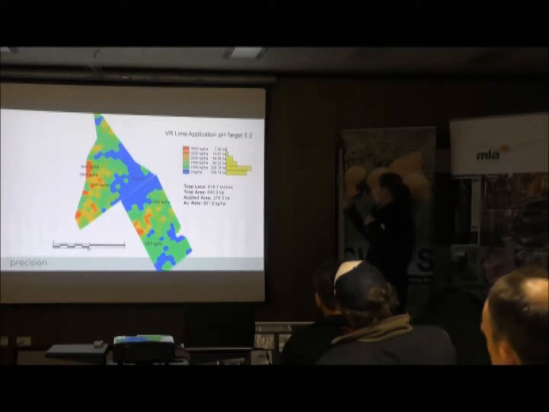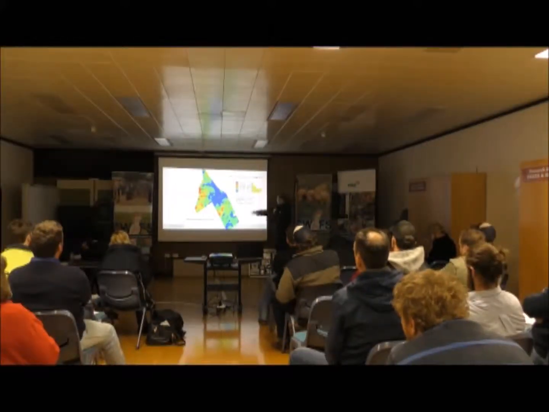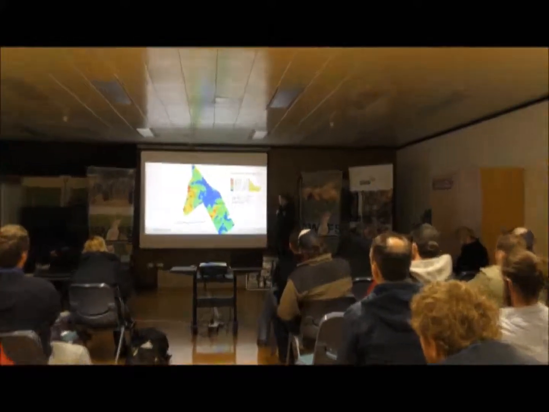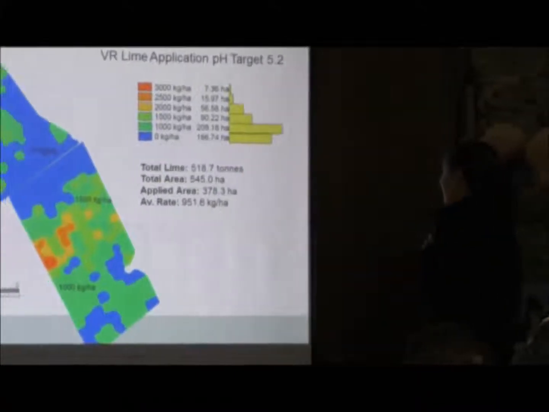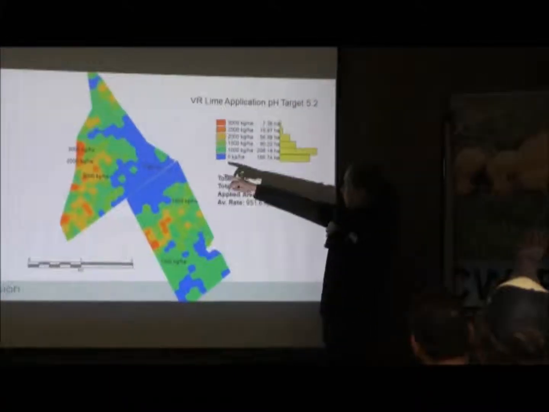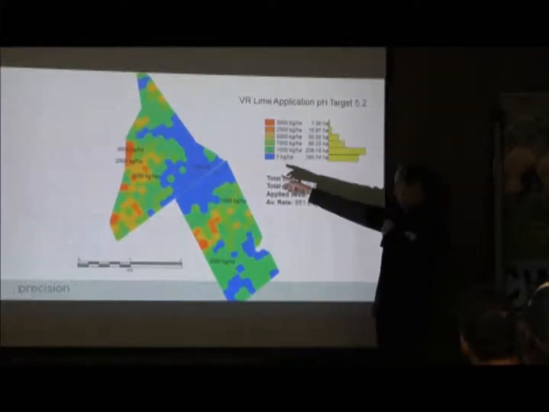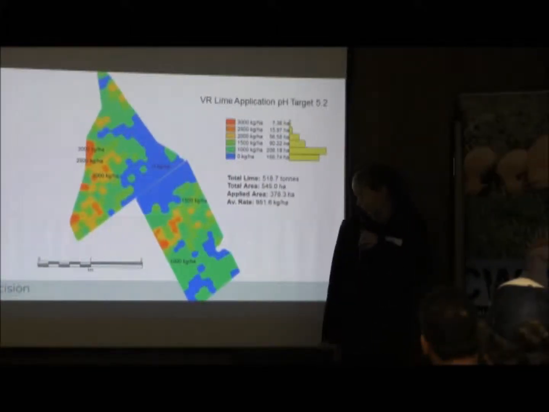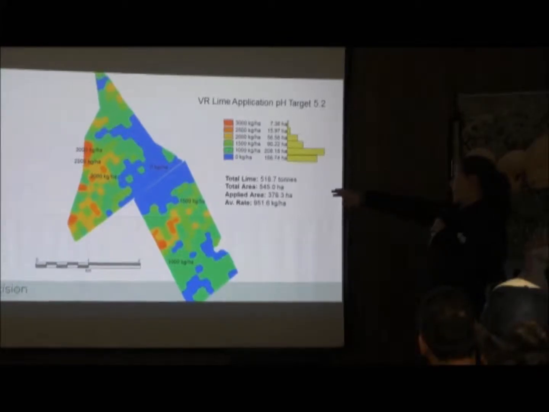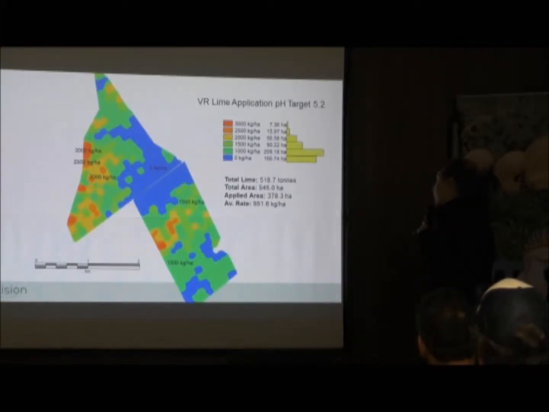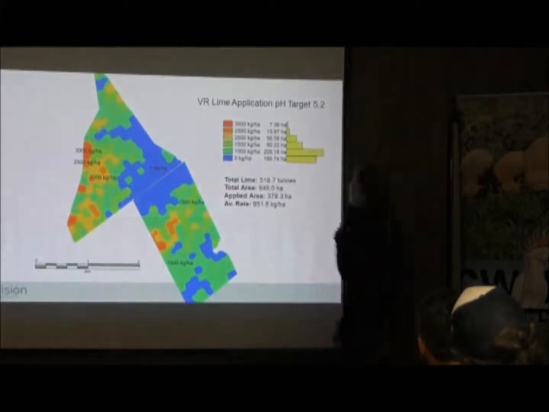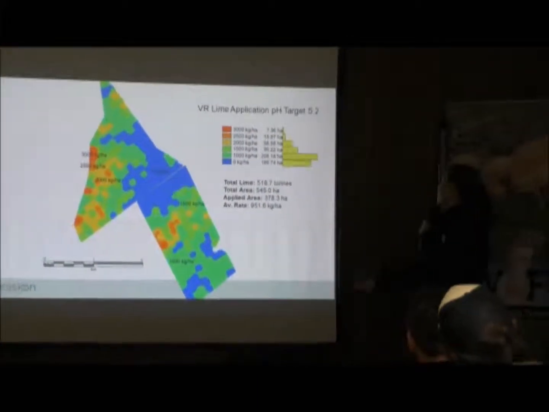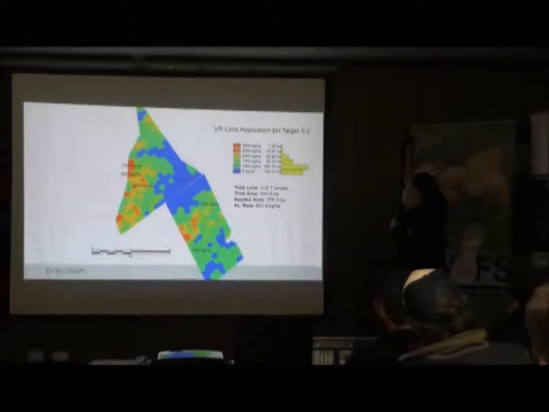So you can see for a target 5.2, the average rate that's required is about 950 kilos a hectare, so a bit under a tonne. And we can see that 166 hectares doesn't need any lime to get it to 5.2, which is good because then we can reallocate that lime into the areas that were more acidic, so through here and up along that ridge, and address those lower acidities and bring those up.